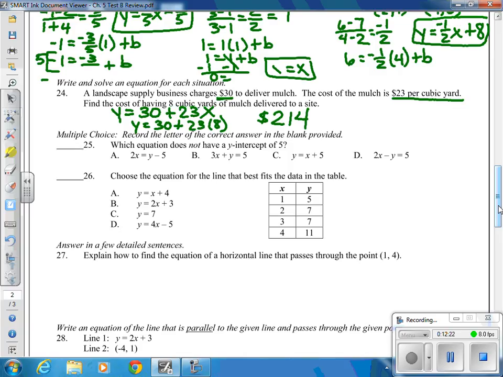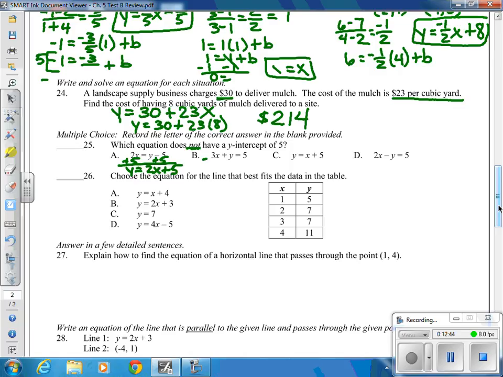All right, for number 25, which one does not have a y-intercept of positive 5? You can't decide that until each and every one of these problems has been put into slope-intercept form. So for letter A, in order to make this slope-intercept form, I need to add the 5 over. So now I've got y equals 2x plus 5. Is the 5 in the y-intercept spot? Yes, it is, so it's not him.